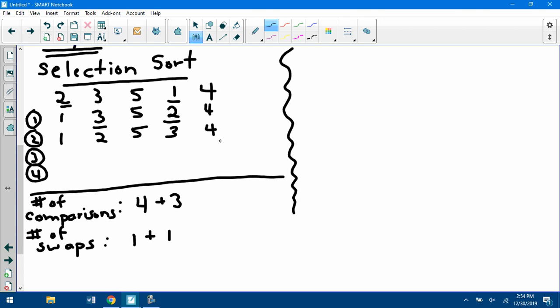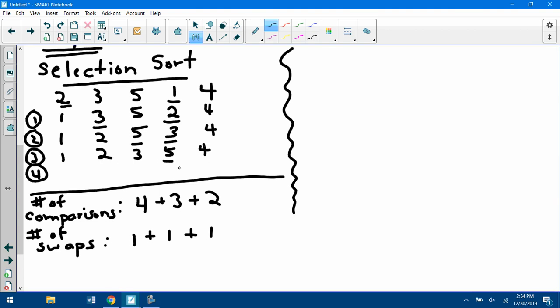Right, third time through. I'm looking at what goes here. Saying 5 is the smallest. Count the number of comparisons. Is 3 smaller? Yes. So 3 is the smallest now. Is 4 smaller? No. So I just made 2 comparisons. How many swaps? 1 again. 3 and 5 are swapping. 1, 2, and 4 stayed the same.